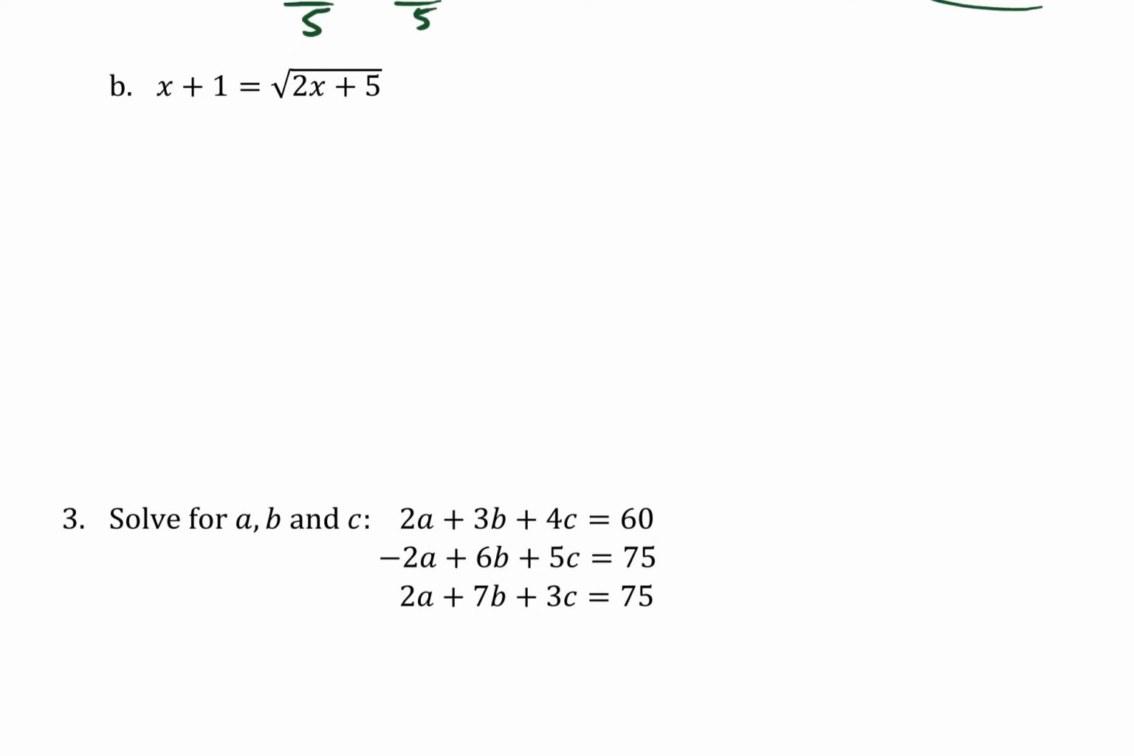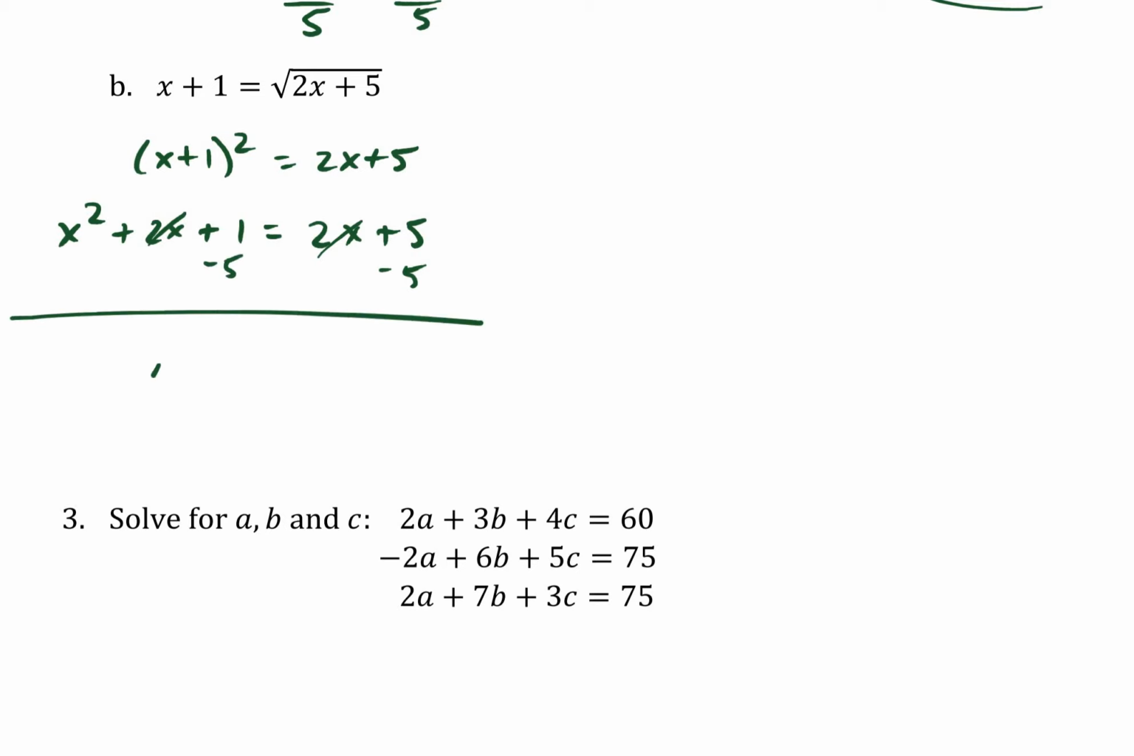For b, if I square both sides right away, I get x plus 1 squared equals 2x plus 5. X plus 1 squared, we've done probably about 20 times already, so I'm hoping that you know what that's going to look like by now. Same term on both sides cancel. Subtract the 5 so we can try and factor. And I have x squared minus 4 equals 0. Factors of that are going to be x plus 2, x minus 2, which give us answers of 2 and negative 2.